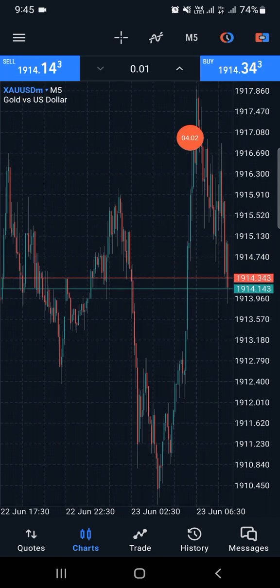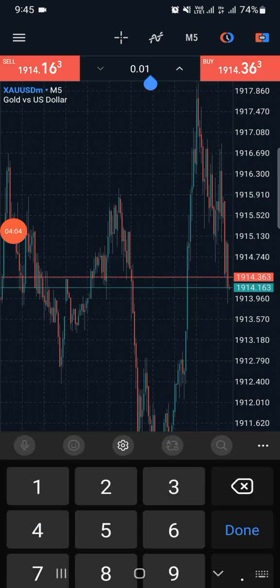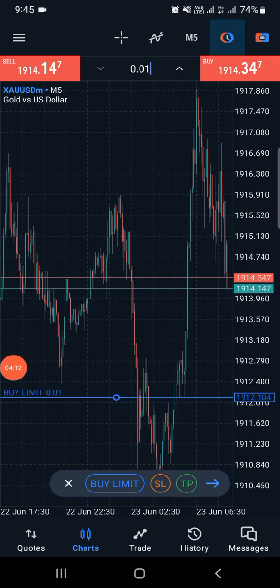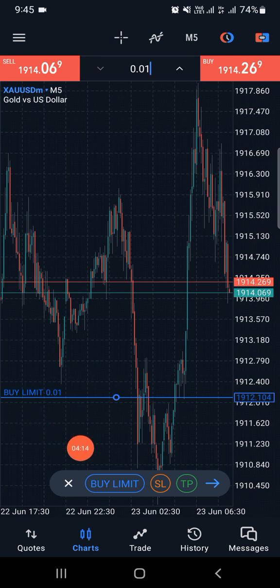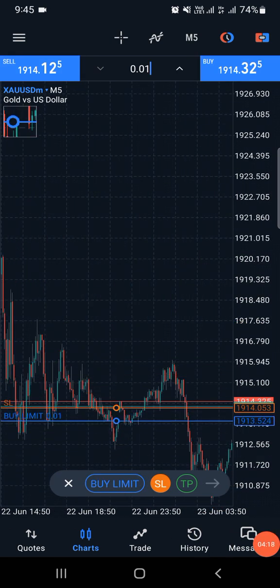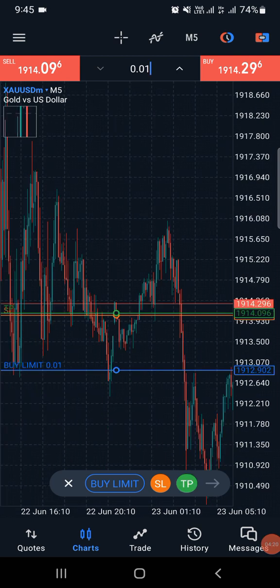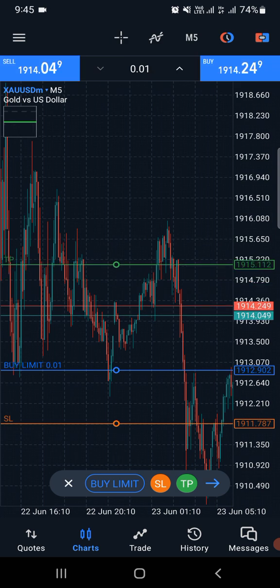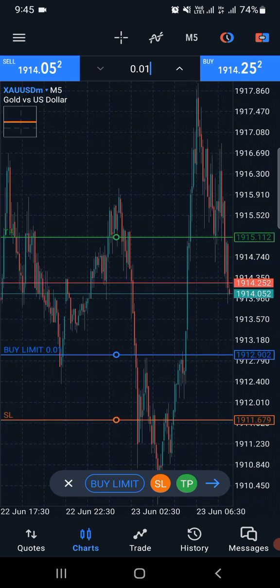Sell button, buy button, here the lot size, so you have to enter 0.1 like this. Then, for example, I give you the signal of 1912 and 1911, so just click on this button and you will get this blue line. Click on SL and click on TP, sorry, click on TP. For TP you will get a green line, and for SL you will get this yellow line.